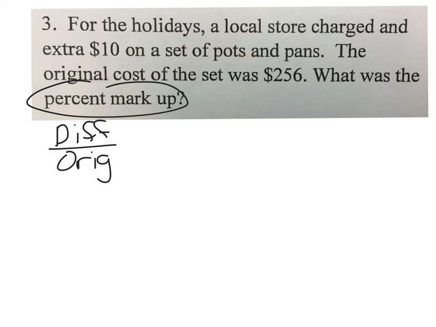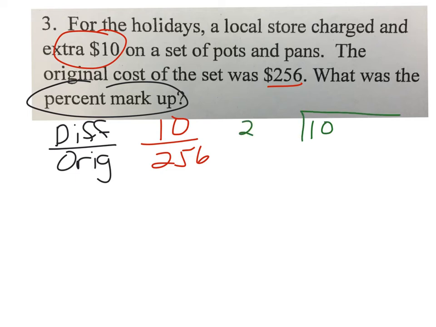Difference over original. So what is happening is if they did a markup, this is now going to be 266. So 266 will then be minus 256. So the difference is the $10, and the original is 256. So all we're doing is dividing those two. So we have $10 divided by 256. So let's go ahead and start that division.